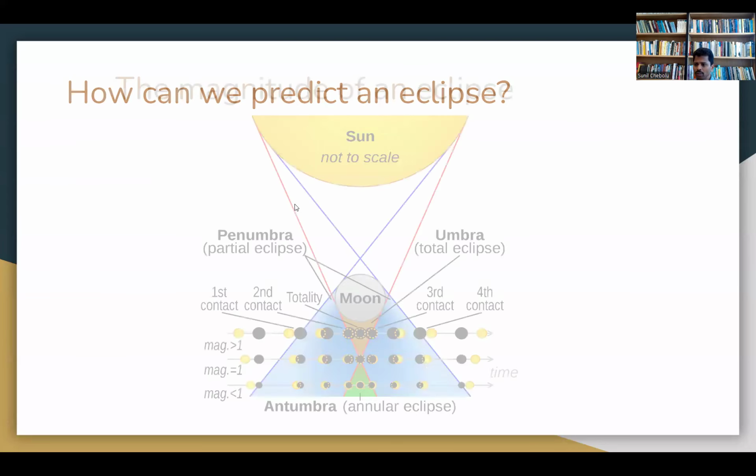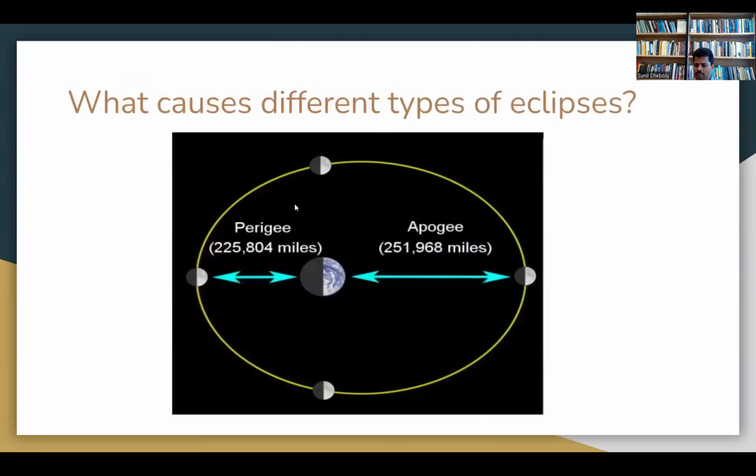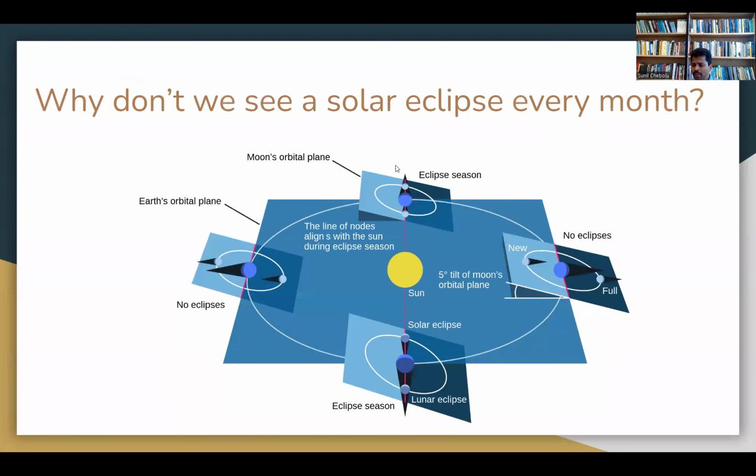So I guess I didn't explain node. A node is the point where the orbit of the moon cuts the orbit of the Earth. So as it goes around the Earth, there'll be one point where it's going to come from below and go above. That is the ascending node. And then it goes from above to below. That's called the descending node. So in ancient Hindu astronomy, these are called the Rahu and Ketu.